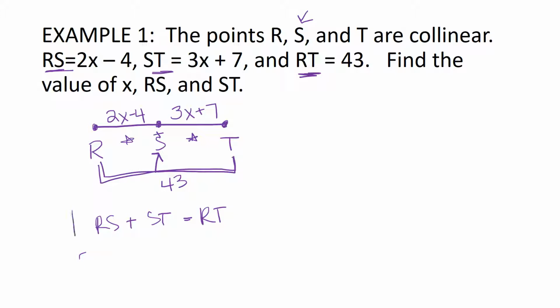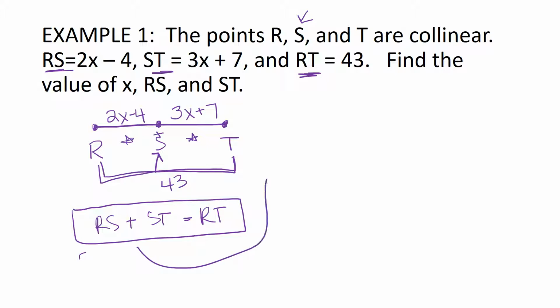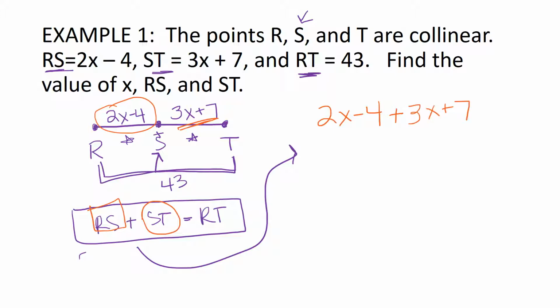So now that I wrote out this equation right here, all I have to do is plug in for what I know. I know that RS is 2x minus 4. I also know that ST is 3x plus 7, so I'm going to plug that in. Now what is RT? RT is the whole thing, and we were told that RT is 43. So this whole thing equals 43.